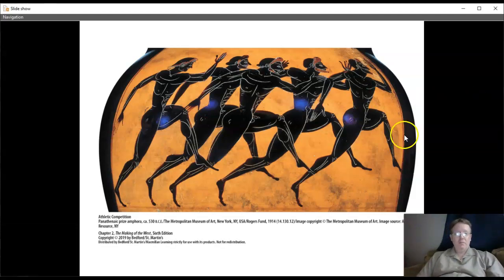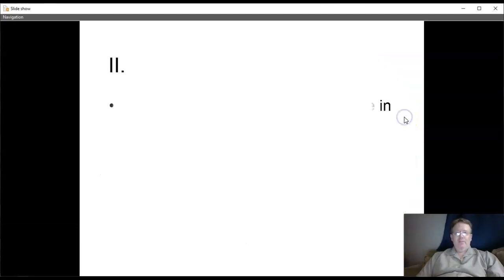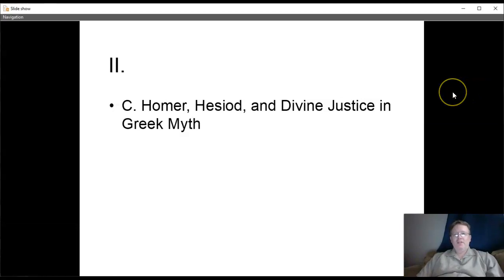It's quite interesting. It's very, very pretty. All right, next section we'll talk about is Homer, Hesiod, and divine justice in Greek myth. So we're going to talk a little bit more about religion here. Greek religion and myth is really all blended together. Their religion is really derived from their myths. Their myths are really where their religious belief comes from.